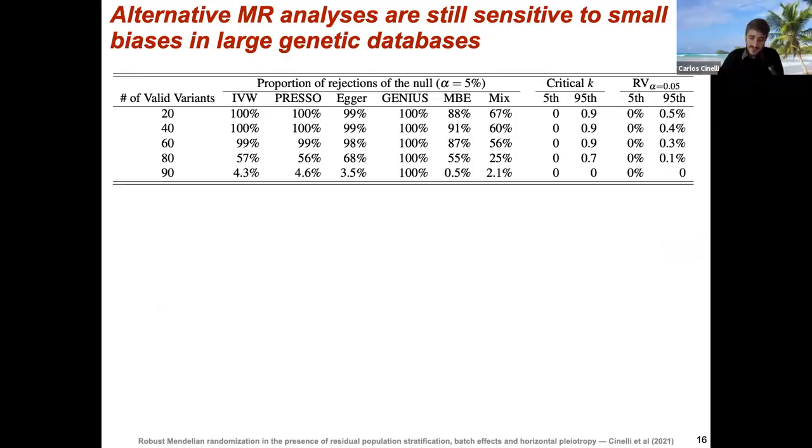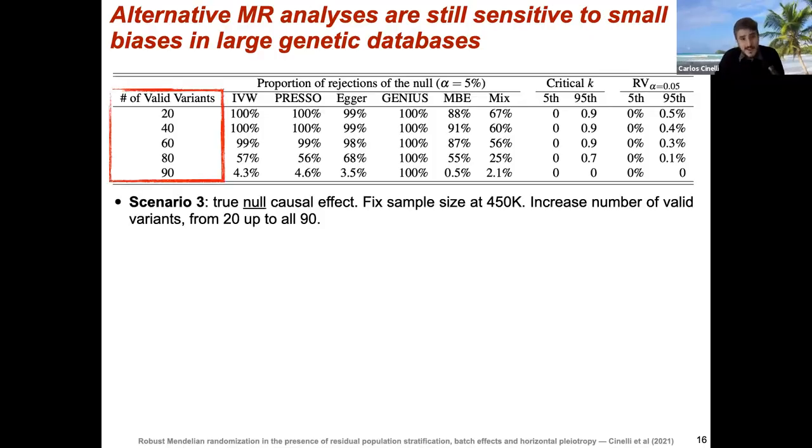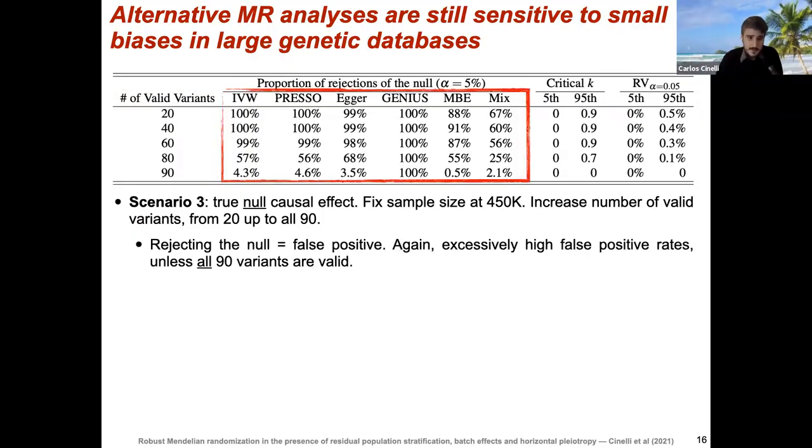That was a request from a reviewer. So now here we are going to again simulate a true null causal effect, and we're going to fix the sample size at 50,000 individuals. And we're going to gradually increase the number of valid variants, exactly valid variants, from 20 up to all 90 valid variants. So we are making the violations of pleiotropy weaker and weaker until there is no pleiotropy at all in the 90 case.